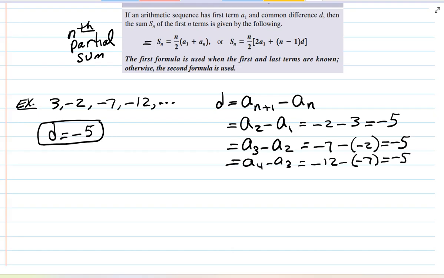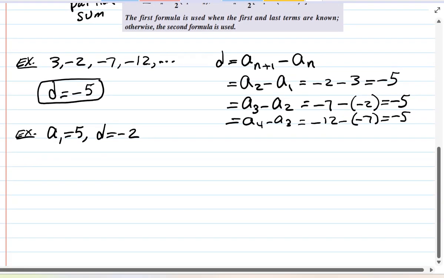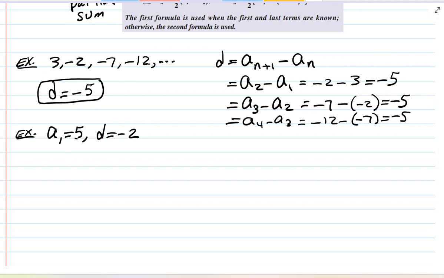Let's do another example. Suppose I give you the first term and the common difference of an arithmetic sequence. Again, in this section, our focus is entirely arithmetic, so every sequence we write would be arithmetic. So suppose this is an arithmetic sequence whose first term is 5 and its common difference is -2. And let's say we want to write the first 5 terms.